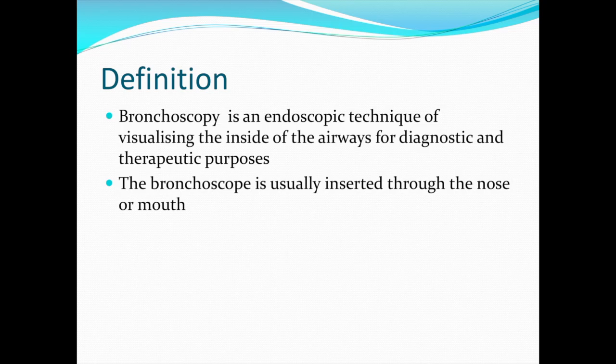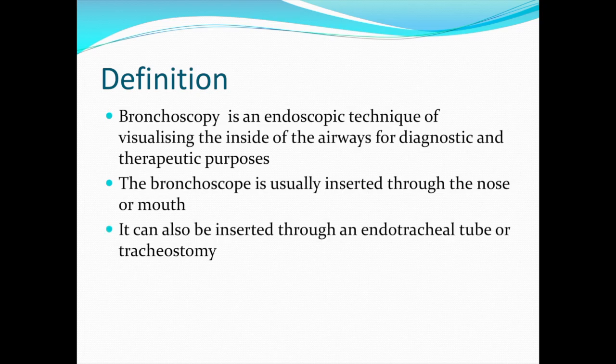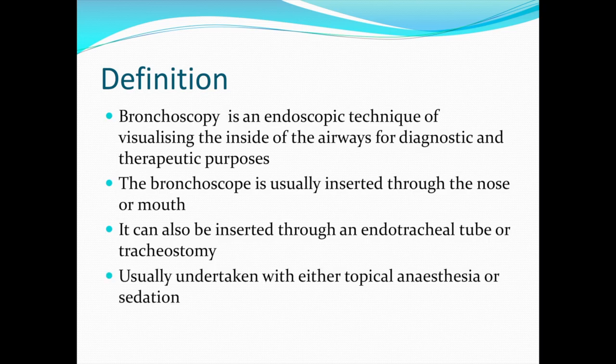The bronchoscope is usually inserted through the nose or the mouth. It can also be inserted through an endotracheal tube or a tracheostomy, and this is the case in the majority of patients who are going to be on the intensive care unit. It can usually be undertaken with either topical anesthesia, usually lidocaine as a spray as you go, and this is normally done in theatres, or with sedation.